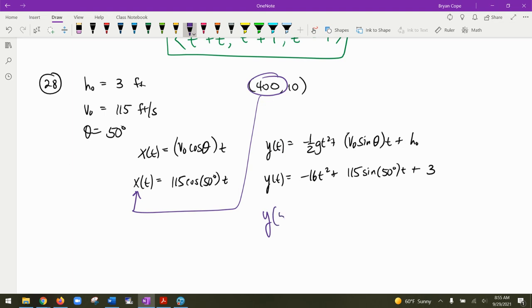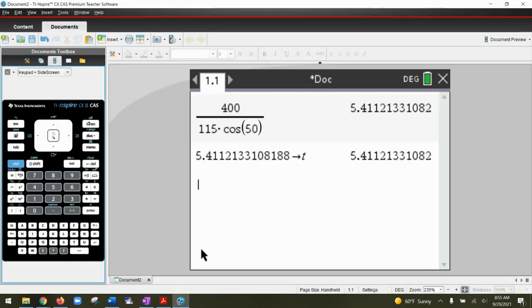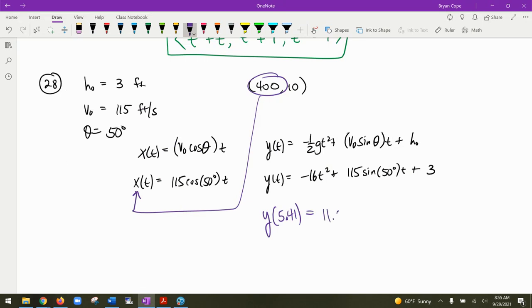Now I'm going to take y of that answer, 5.41, and we'll see how high we are after that amount of time. So negative 16 times t squared plus v naught times the sine of theta times t plus 3, and I get that I'm at a height of 11.2. So the answer is yes, we do have a home run because we have cleared the fence. I want to confirm that on the solution manual. Yep, good, it's a home run.